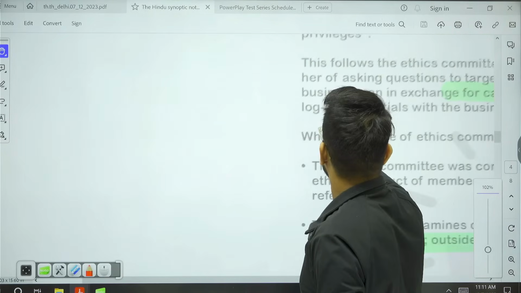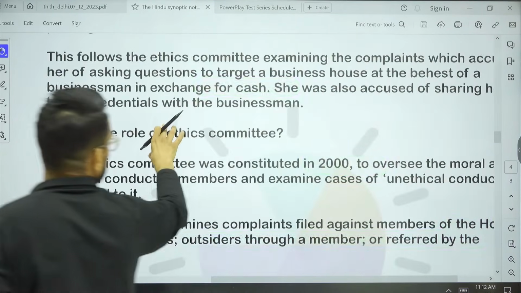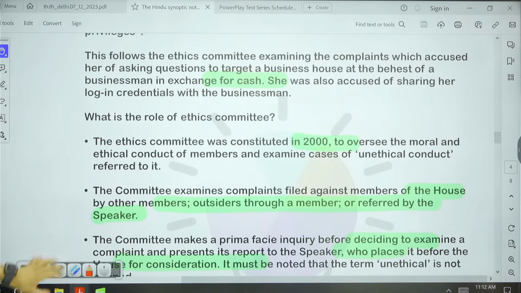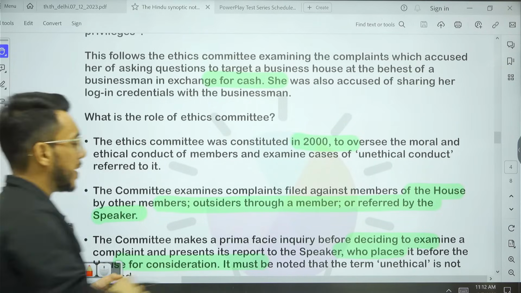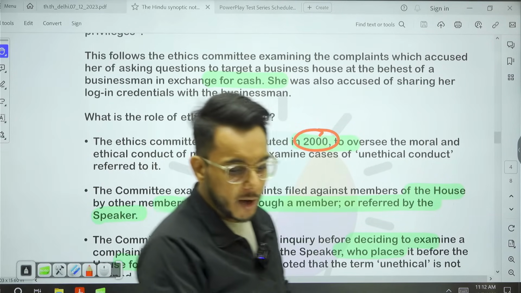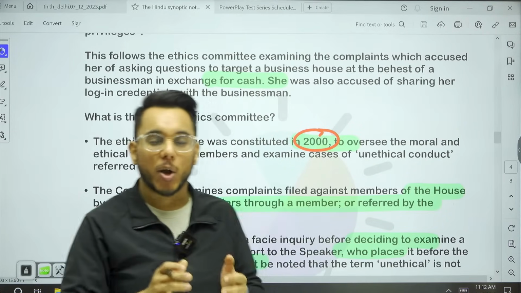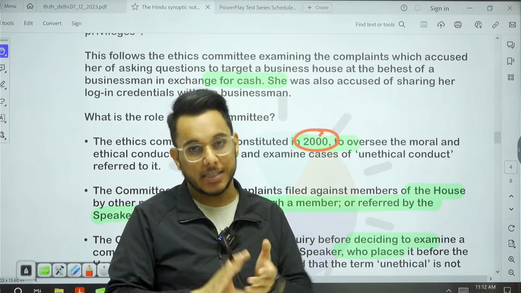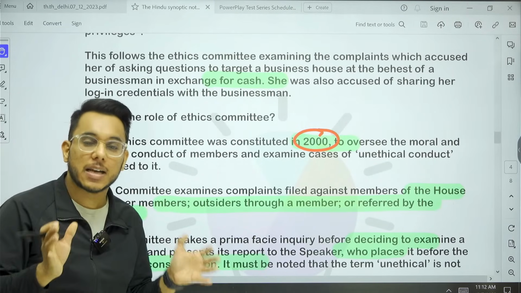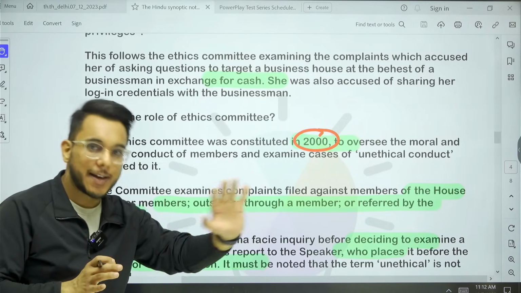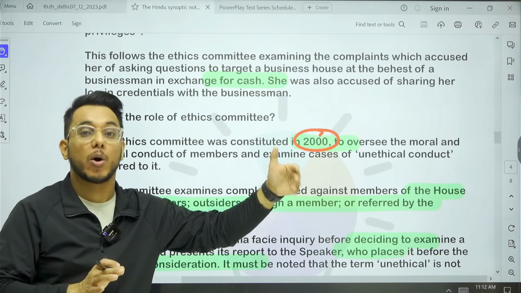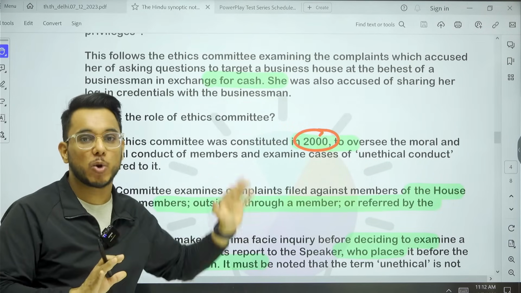GS paper number 2, polity. I have told you the entire context; it is given here also, you can read it. Now, what is the role of the ethics committee? The ethics committee in Lok Sabha was constituted in 2000 to oversee the moral and ethical conduct of the MPs. Understand this: what is ethical conduct and what is unethical conduct has not been defined anywhere. If an MP has shown unethical or immoral behavior, then a complaint against that MP can be made to the ethics committee.